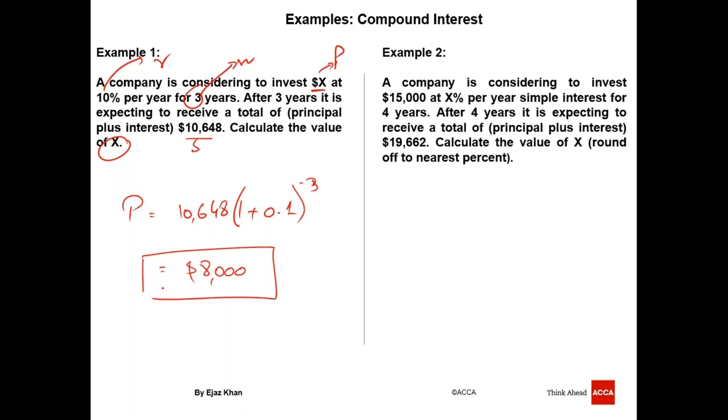Uzair and Sakina have come up with the answer. Hiba, I'm afraid that your answer is not correct. So here we need to find out the value of X, but this time the X is the rate of interest at which the amount is invested. So a company is considering to invest $15,000. So P is $15,000. Sum is 19662. We need to find out the rate of interest. And since it's a 4 years project, we'll just put 4 here.